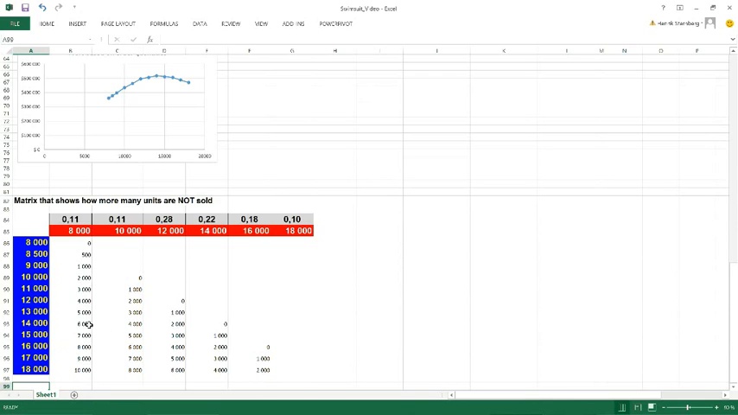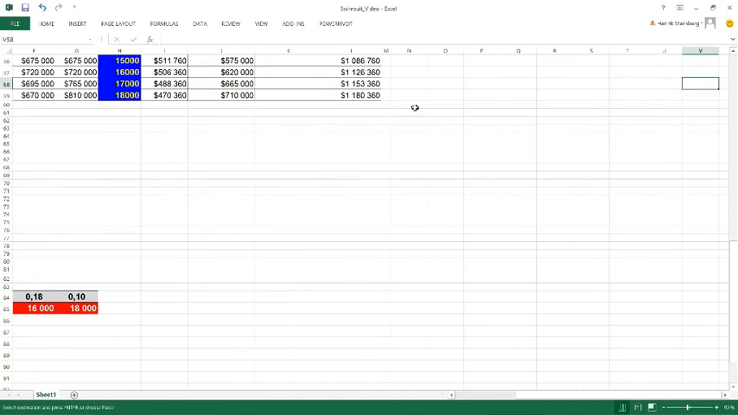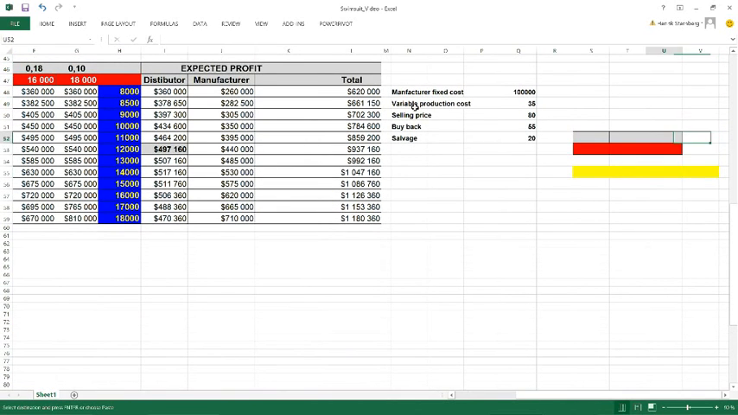So if we're looking at 14,000, that means a probability of 11% of 6,000 unsold units. We have a probability of 11% of 4,000 unsold units, and a probability of 28% of 2,000 unsold units. Then for the other demand quantities, everything will be sold at full price, and the manufacturer will not buy anything back. So we can make a little matrix here. We should have these costs here. Let's do it like this, because we need to calculate what these buyback contracts will cost.